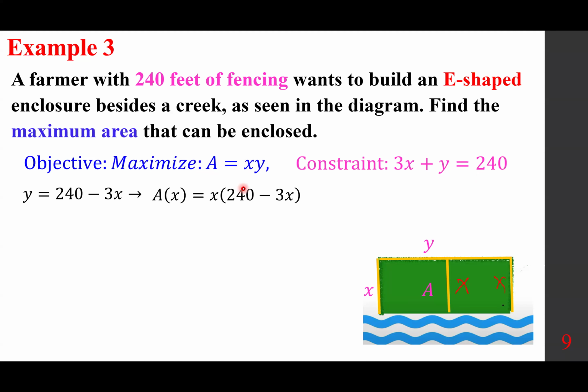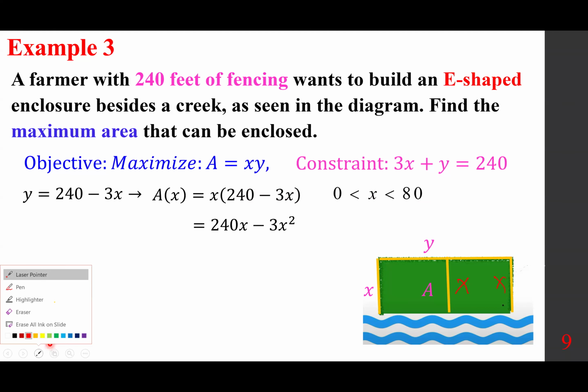X represents dimension, must be larger than 0. And if you write that X is between 0 and 80, because if you set this one equal to 0, this part, X becomes 80. Now, if you pick a number, it can't be 0 or 80. If you pick a number larger than 80, it makes this one negative, and we can't have that either. And so we have our open interval of 0 to 80.